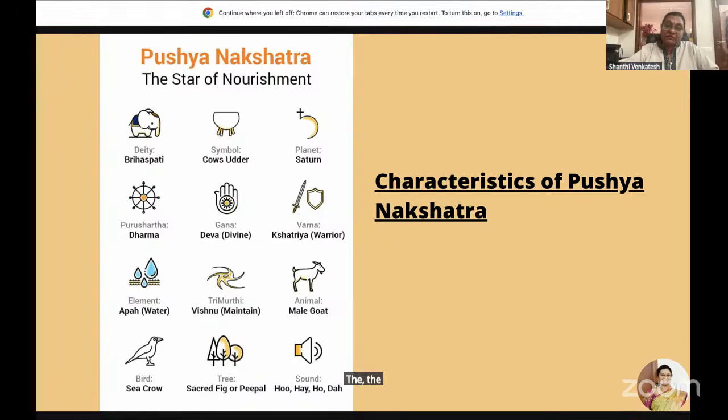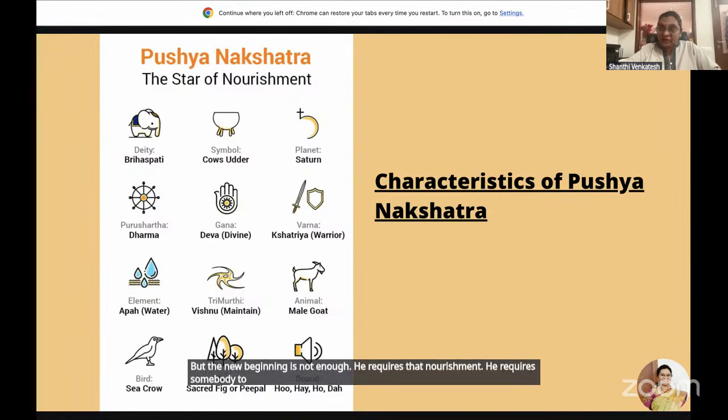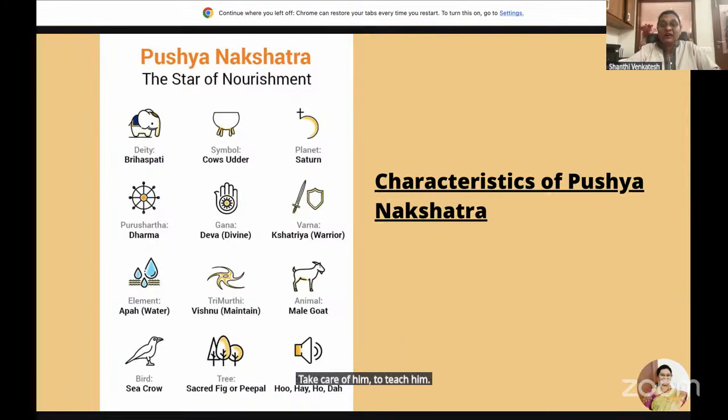The difficult period can be represented by a storm. And once the storm is cleared, there'll be a new beginning for the child. But the new beginning is not enough. He requires that nourishment. He requires somebody to take care of him, to teach him, to guide him. That is where Pushya comes into the picture. He gives that nourishment for the child to grow. So these are the characteristics of Pushya Nakshatra.